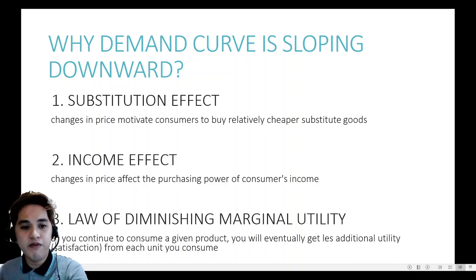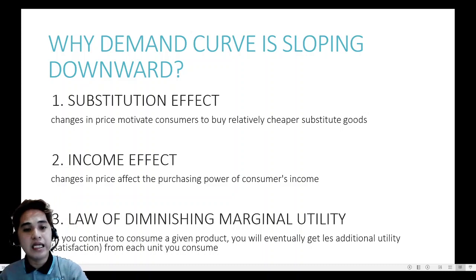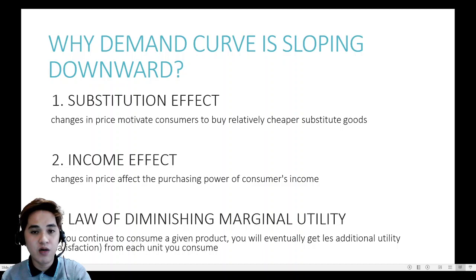Next is the income effect. Changes in price affect the purchasing power of consumers' income. Meaning, when income is higher, demand for a specific good can stay higher. Before, you could only afford to buy street food like isaw and fishballs just outside the school. But since your allowance increased from 500 to 1,000, you can now afford to go to the coffee shop. So your demand will change based on your income.